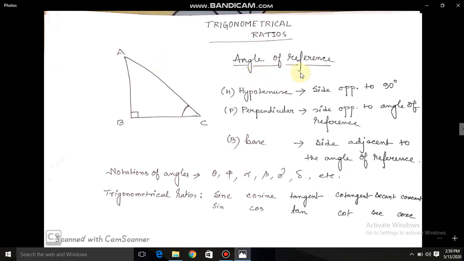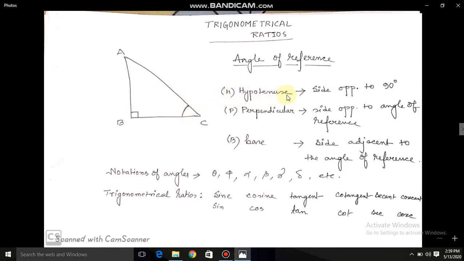Now, what do you mean by angle of reference? The meaning of angle of reference is that you are finding trigonometrical ratios with respect to a certain angle. That particular angle is called the angle of reference. Okay, now see in the diagram I have taken angle C to be the angle of reference.